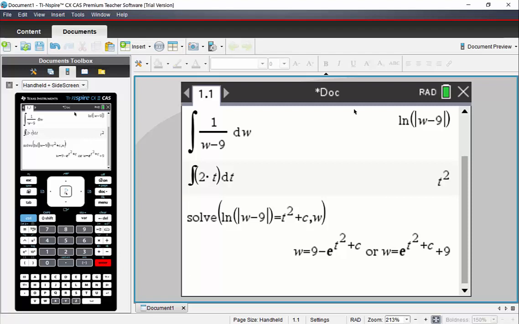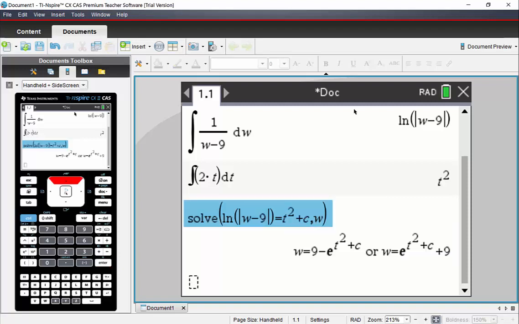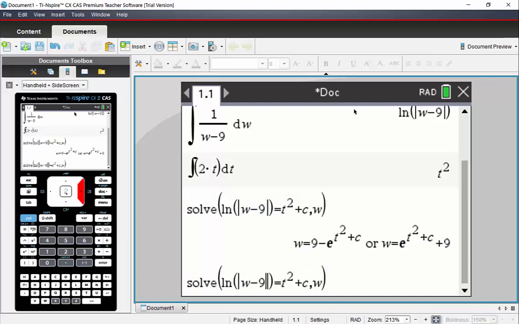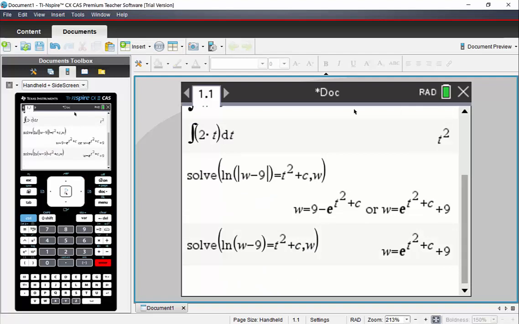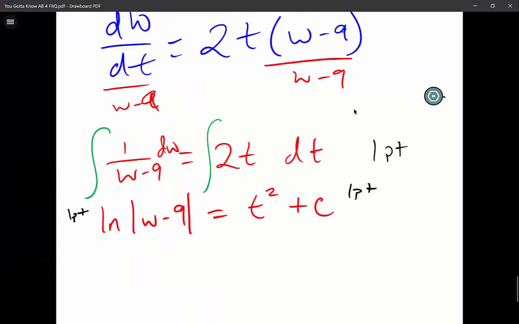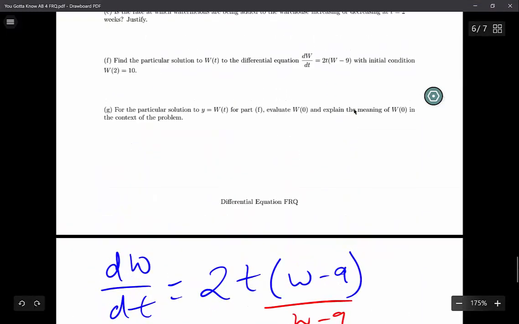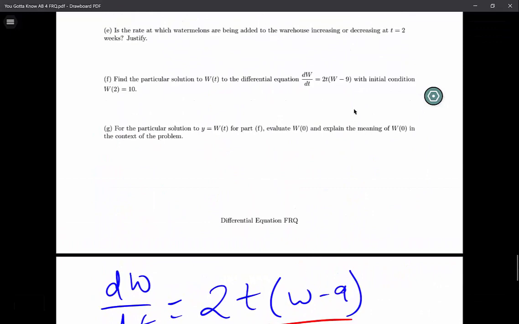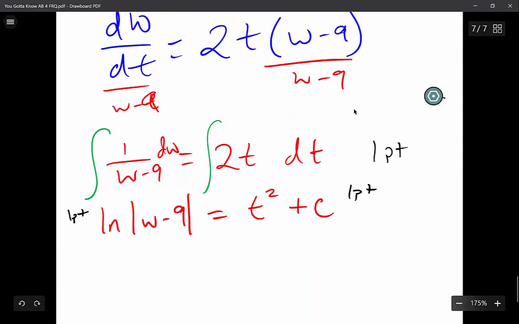They're giving us w equals 9 minus e to the t squared plus c, or w equals 9 plus e to the t squared plus c. The reason we're getting this plus or minus is because of that ln. If we assume that it's positive, and the way we would do that is by getting rid of the absolute value, we see that we just have the positive side. One way to figure that out is with this initial condition. Right, w of 2 is giving us a positive answer of 10, and so we should be getting our positive side.